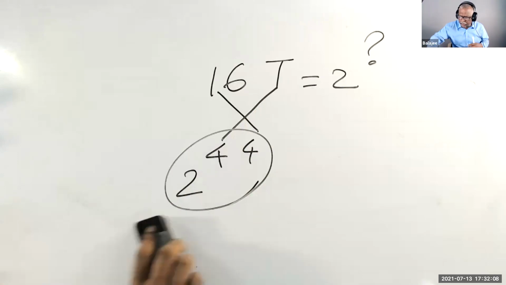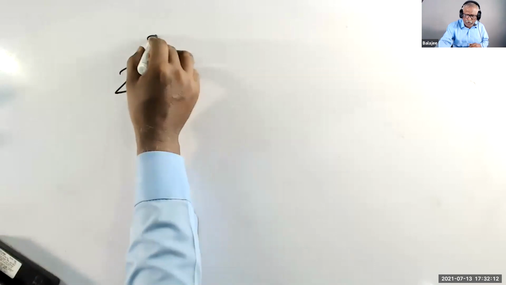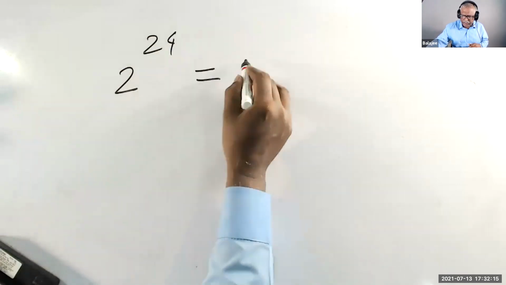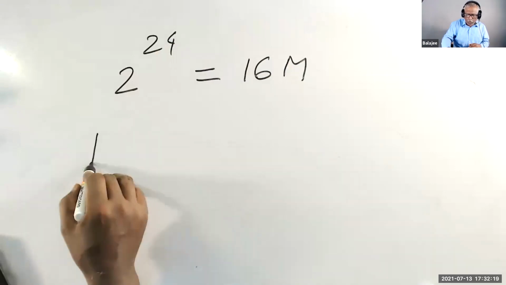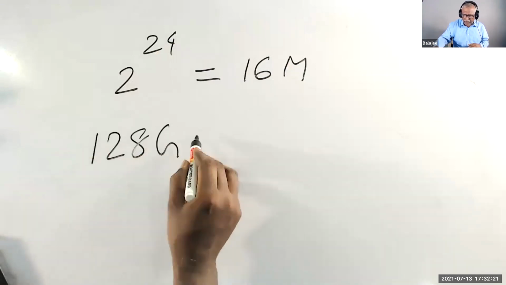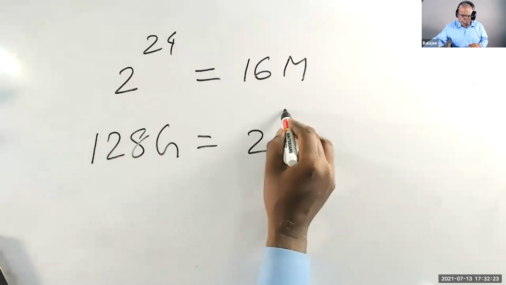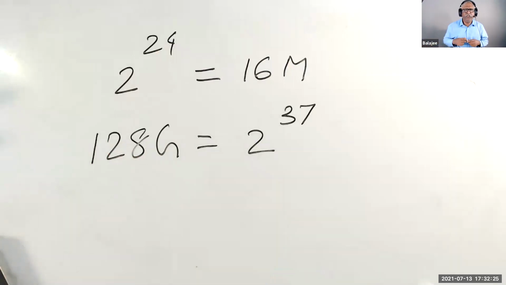That is, I can do it either way. If you ask me 2 power 24 is how much, I will say 16 meg. If you ask me what is 128 gig, I will directly write 2 power 37. See that? Any number can be written so easily. That is the advantage of knowing this.